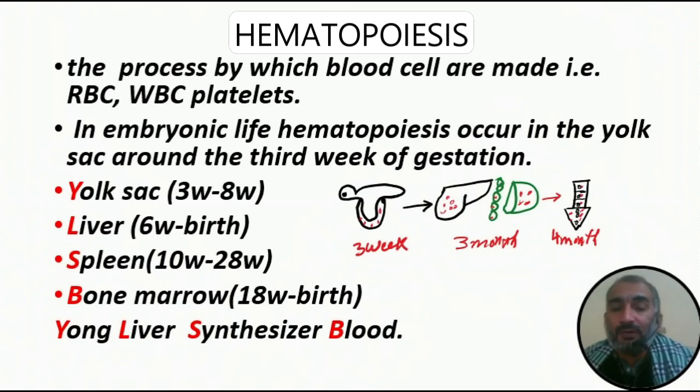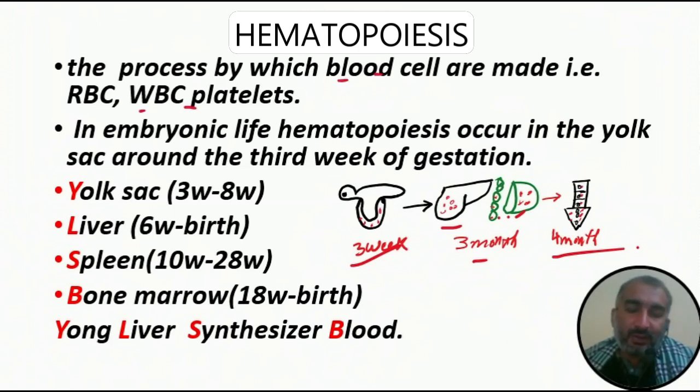Hematopoiesis is a process by which blood cells are made. So like RBC, WBC and platelets, which are made by the process which is called hematopoiesis. In embryonic life, in the yolk sac, third week of gestation, hematopoiesis is occurring. So after that it will shift into the liver, lymph node and spleen at the third month, and at the fourth month it will shift into the vertebral column. So this is a very nice picture to remember that.